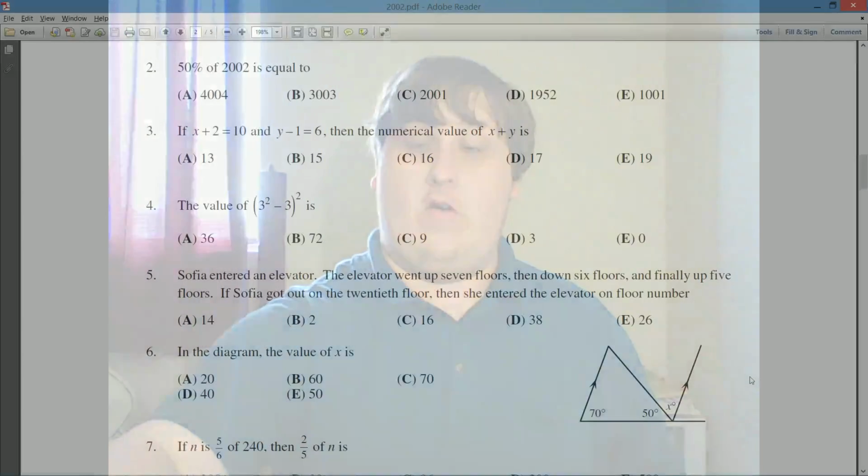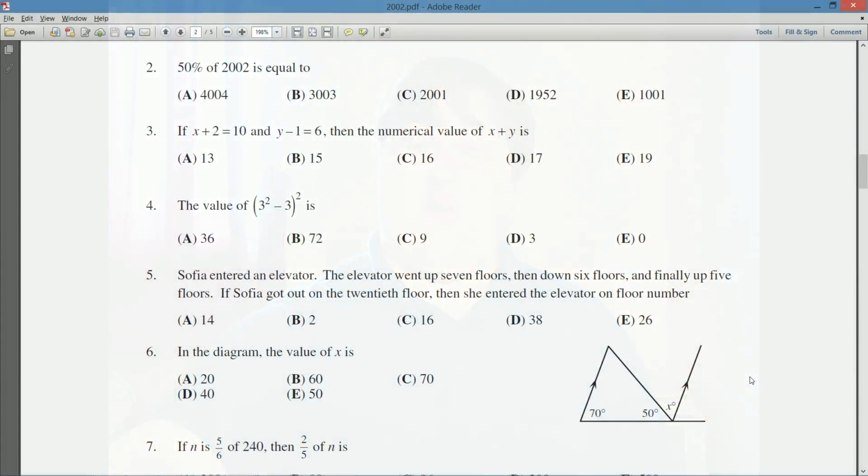We're up to question number 3. Hopefully you've had a chance to try it out for yourself. And what does question number 3 say? If x plus 2 equals 10 and y minus 1 equals 6, then the numerical value of x plus y is... Okay. So we have one equation in x and one equation in y.